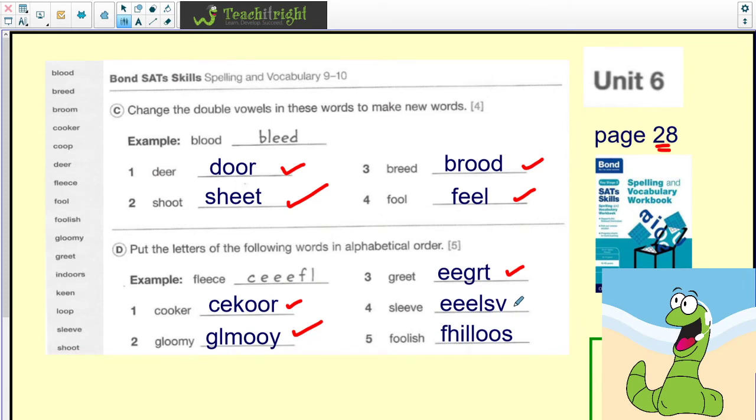Then we've got all the three E's, L-S-V, and then this last one, F-H-I-L. Now we only need one L, so I'm going to cross that out, and then O-O-S. So apologies about that. We didn't actually need the other L. I thought I would just double check. It's quite easy to make a little mistake on those. So there we go. That's what the right order should have been for foolish if it was written in alphabetical order. So well done if you got those right.